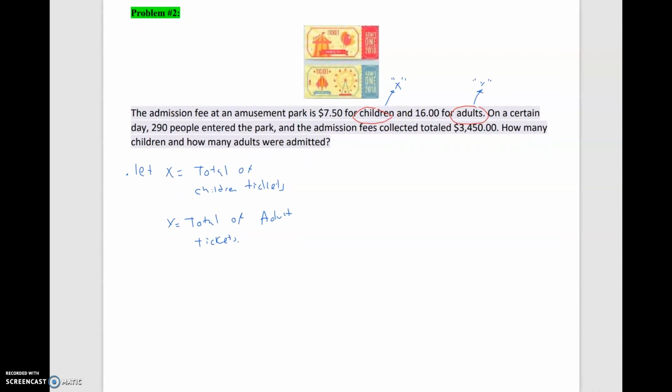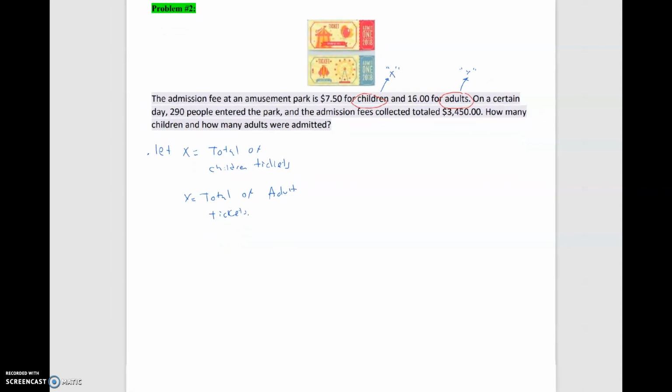Okay, so the next step in the process here is to set up a system of equations. So in this case, this is going to be the system, the 2x2 system, as follows. We could make one that defines the total number of people. If you were to add x plus y, which represents the total number of tickets, it's going to be a total of 290. We're going to label this as equation 1.